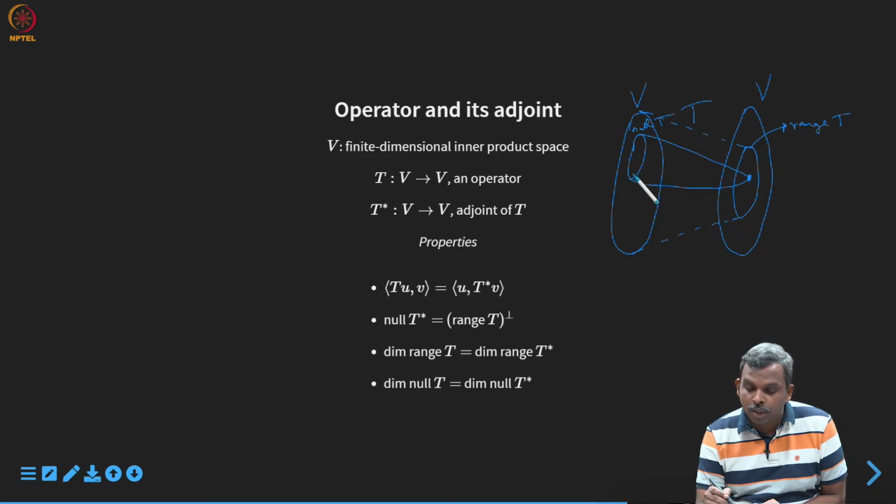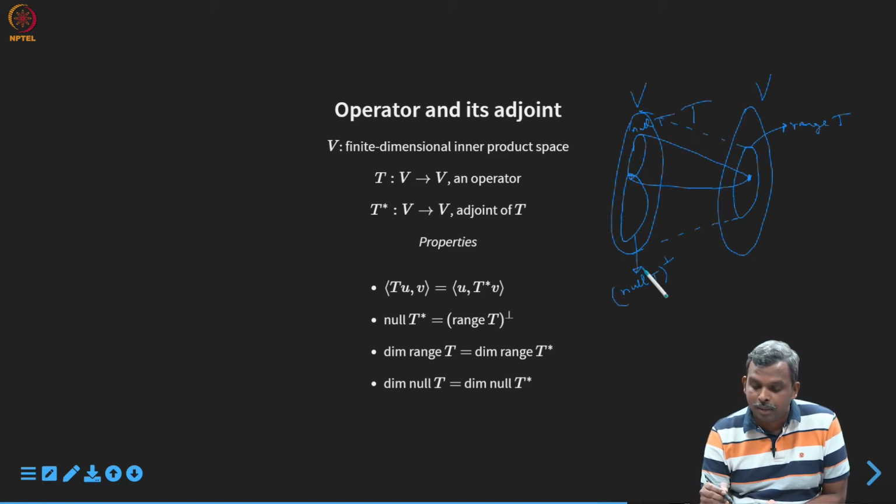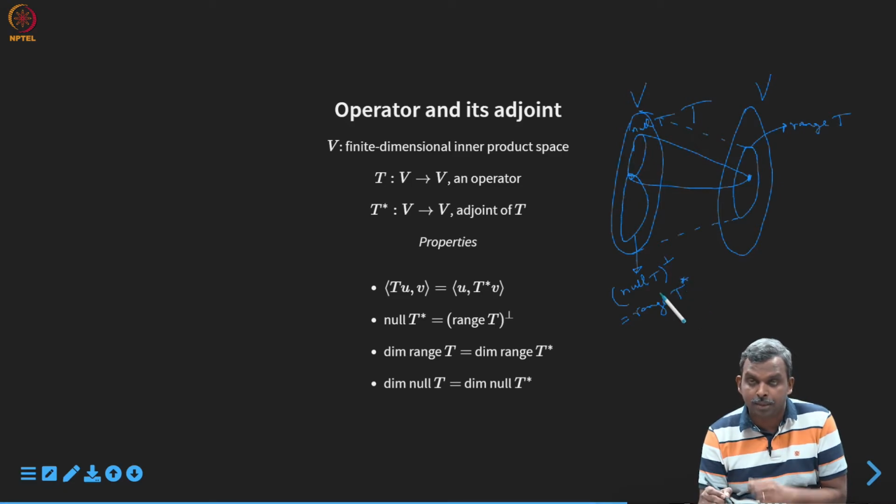The dual of null T, right. If you take the dual of null T, it will be something like this. It will intersect only at 0. This will be null T perp. What will be null T perp? That is equal to range of T star, isn't it?